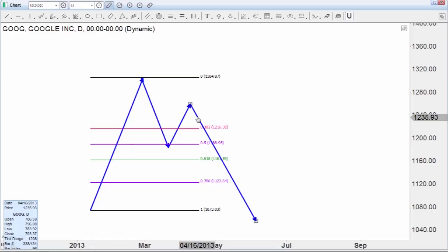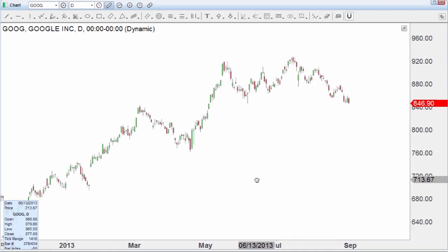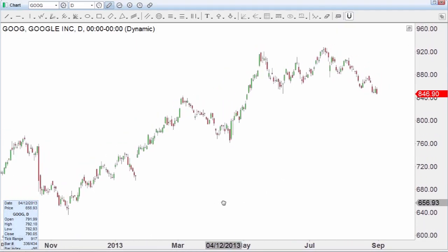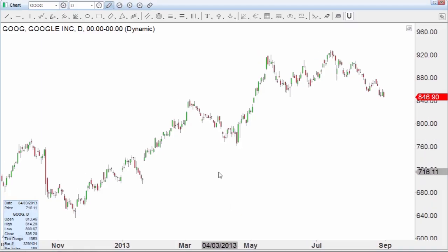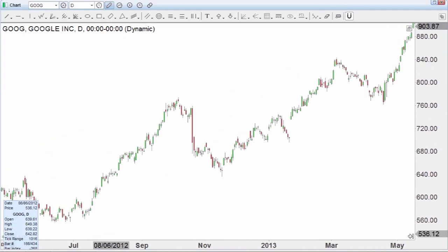So let's go ahead and delete this, and let's go down to the actual Google chart, and let's start looking at the last move. Now, the very first thing that I will teach traders when we start talking about Fibonacci is we start out learning about structure. And I'll say, look left, structure leaves clues. Look left, structure leaves clues.